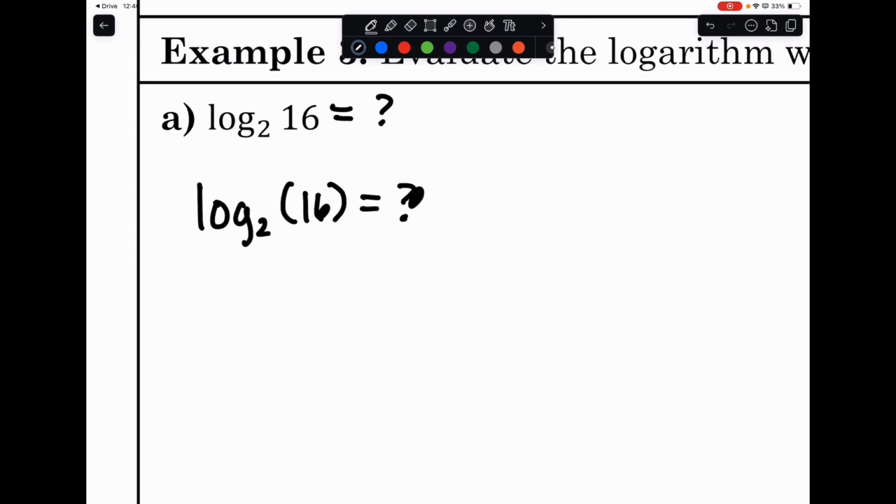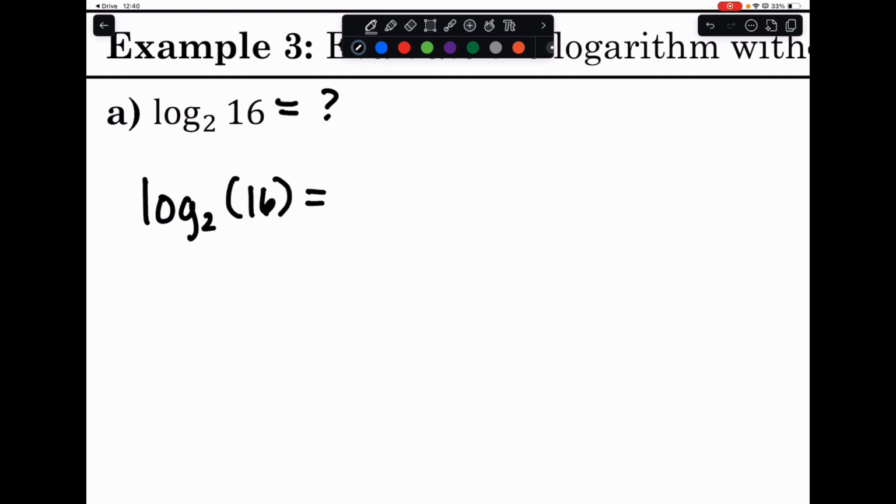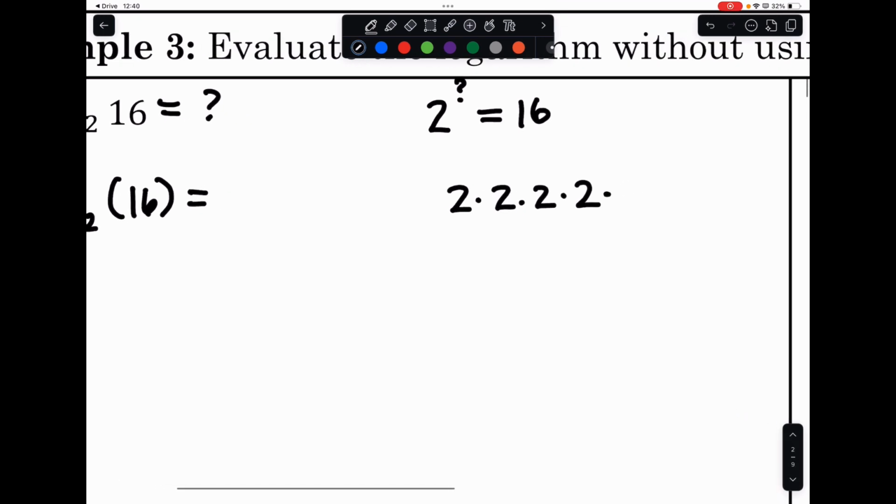Well, in order to determine what the value of this is, let's think about the equivalent exponential form of this. So the log base 2 of the number 16 is the same thing as trying to determine 2 to some exponent to get the value of 16. So what we're trying to determine here is how many factors of 2 need to be multiplied before I get the number 16. So let's see, let's try this right here. Let's try 5. So if I multiply 5 2's, well, 2 times 2 is going to be 4. This is going to be another 4.